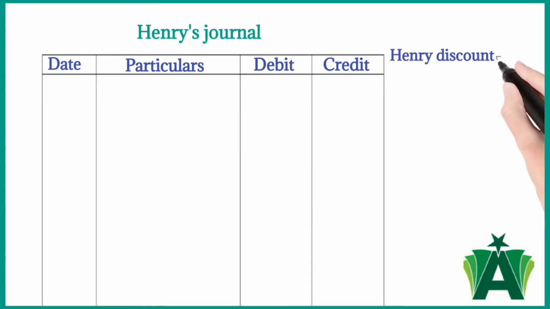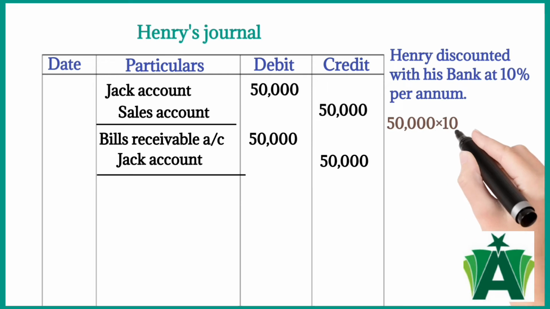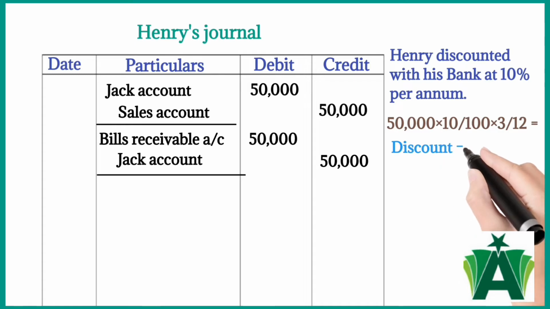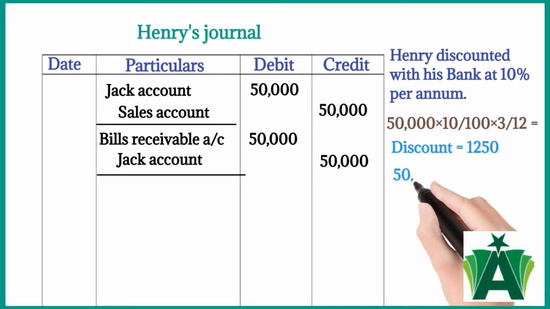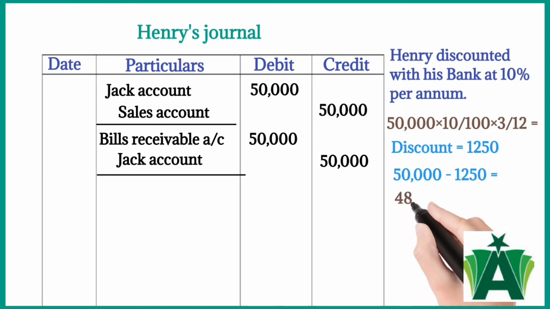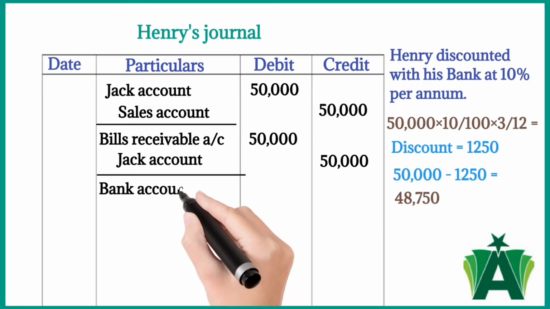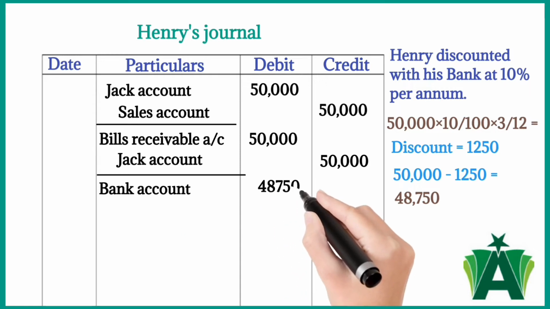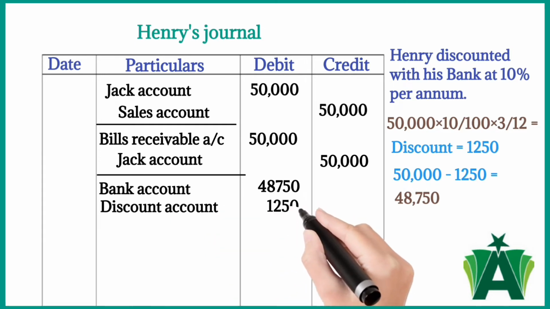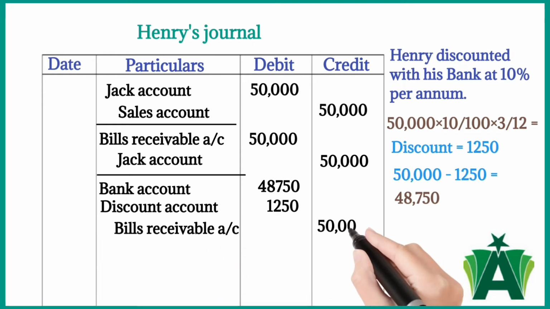Henry discounted with his bank at 10% per annum. Calculation of discount: $50,000 multiply by 10 divided by 100 multiply by 3 divided by 12. The amount of discount is $1,250, which is deducted from the amount of bill. The remaining balance $48,750 transferred to Henry bank account. Now, bank account debited with the amount of $48,750. Discount account is debit with the amount of $1,250. Bills receivable account is credited with the amount of $50,000.